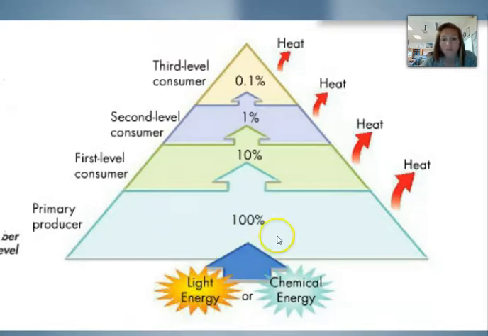Then your first level consumer only gets about 10% of that energy because it's either being used by the producers or being released as heat. Second level gets about 1%, third level gets about 0.1%. So again, secondary level consumers usually have to eat more food than the primary consumer, simply because there's just not as much energy being passed on because it's being used by the previous organisms.